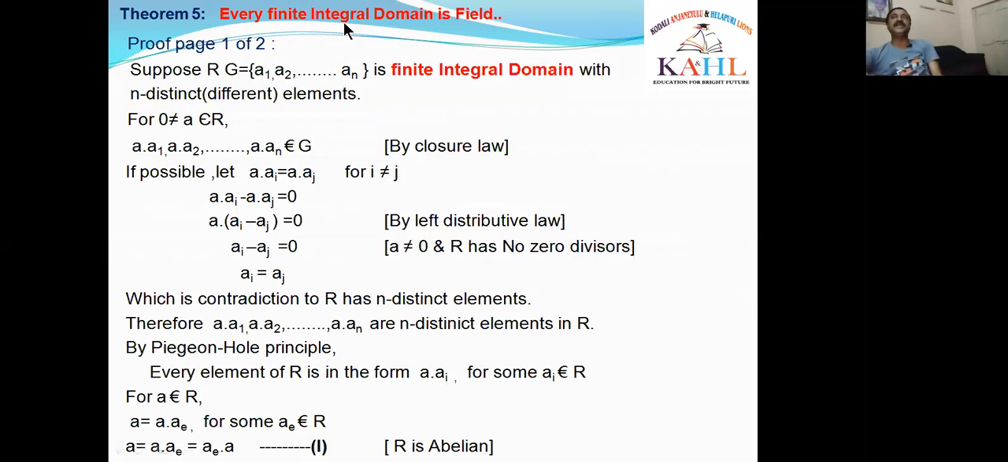If we take a finite set as an integral domain, then it must be a field. We have to prove that. For that, I am taking the following. A small correction is there.